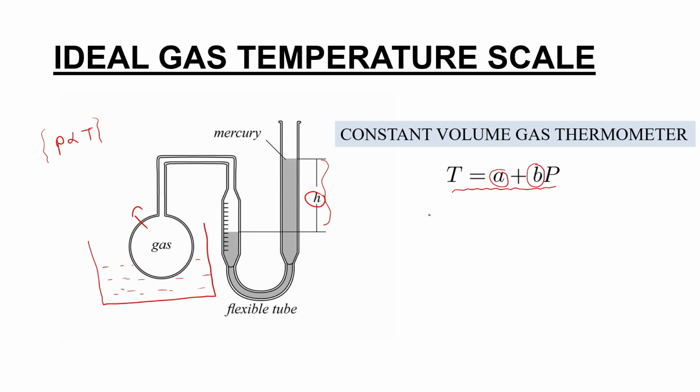For example, we will take two reference points, that is the ice point and the steam point. If it is a Celsius scale, at the ice point T is equal to 0, so this will be 0 equals A plus B into P1. And for the steam point, it is 100 degrees Celsius, that is 100 equals A plus B into P2. You can record the values of P1 and P2. Using the values of P1 and P2, you can find out A and B. Once A and B are found out, you can easily measure the temperature.